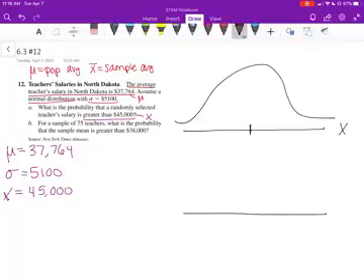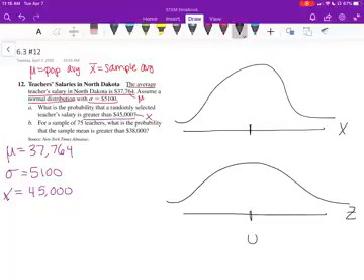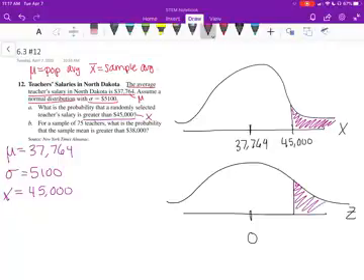Let's have our z distribution also. So for z, our mean is 0, or our mu is 0, but in terms of x, it's our 37,000. And our x here is 45,000, which is greater than 37,000, so that's going to the right. And they want greater than 45,000, so greater means shade to the right. So we can copy that down here, and we shade to the right, but we need to find our z value first.